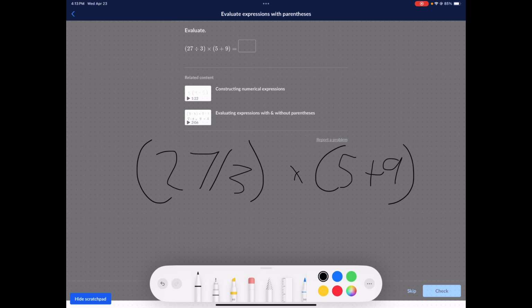So, let's go ahead and solve. So, 27 divided by 3 is 9. Good. And now, what about 5 and 9? 14. So, we have 9 and 14.